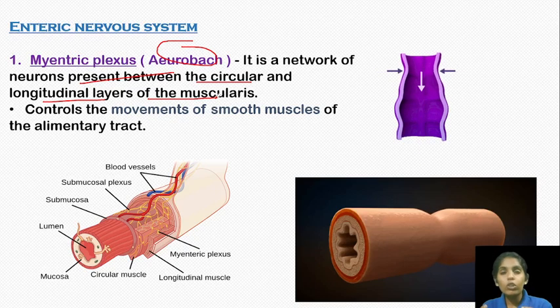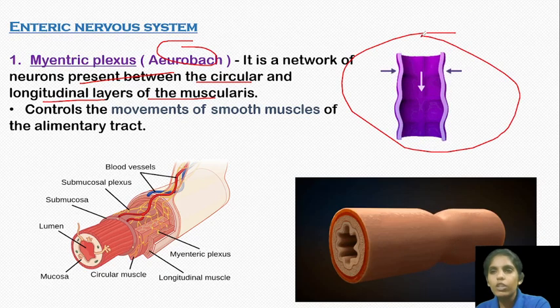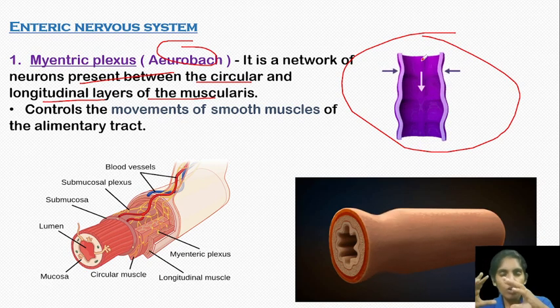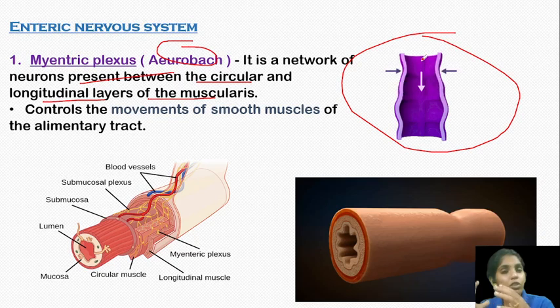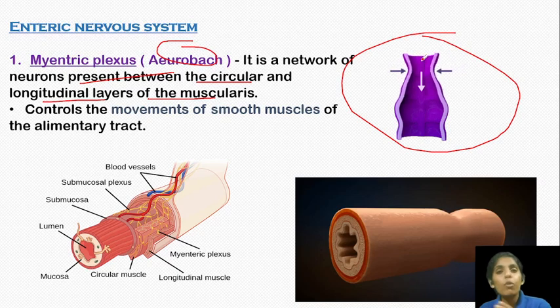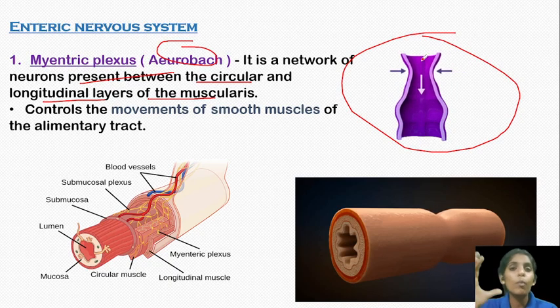So they will control the peristalsis of the smooth muscles of the alimentary canal. Here in this clip you can see these are the peristaltic movements, the alternate contraction and relaxation of the smooth muscles of the alimentary canal. So this will promote the propulsion of the food through the digestive tract. So the function of the myenteric plexus is to control the peristaltic movements of the smooth muscles of the alimentary canal.